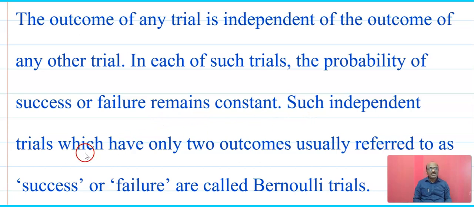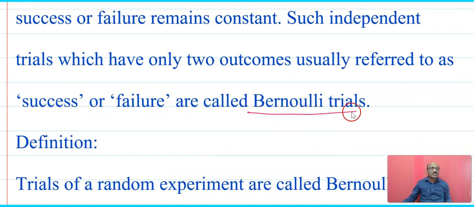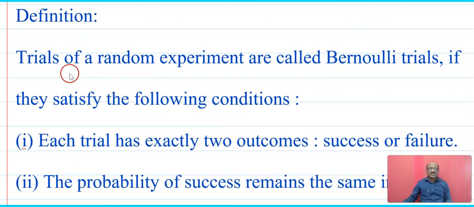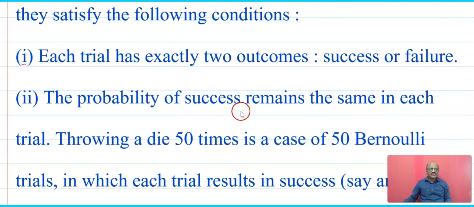Such independent trials which have only 2 outcomes, की ज्यामध्ये 2 outcomes असतील, usually referred to as success or failure, are called Bernoulli trials. Success or failure. Now what is its definition? That is, trials of a random experiment are called Bernoulli trials if they satisfy the following conditions. Each trial has exactly 2 outcomes, success or failure. The probability of success remains the same in each trial.